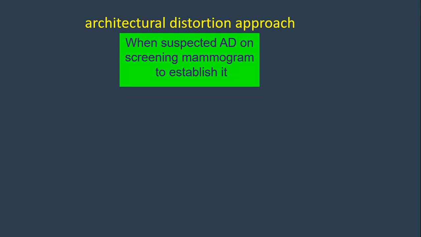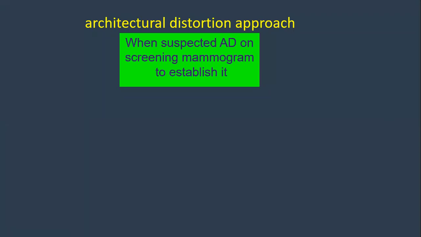still an architectural distortion, and to review the previous mammogram if available. Excellent. These are two situations. What else can we do? We can do breast tomosynthesis, as it is more sensitive. Excellent. What else? Ultrasound and MRI. Ultrasound, okay.